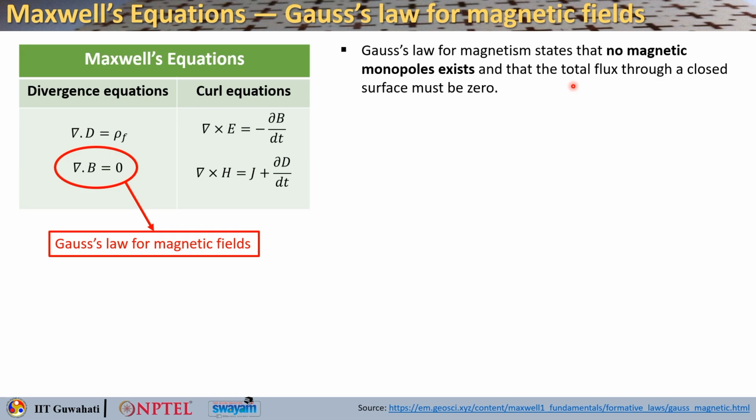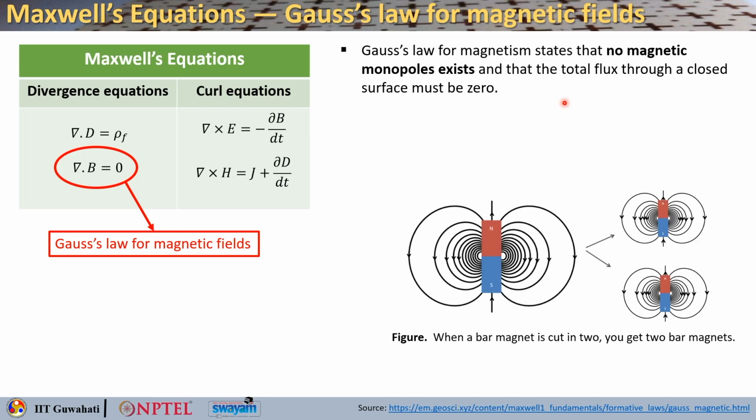This is also true because the total flux through a closed surface becomes always 0, that means you cannot separate out the poles and only keep a positive pole or a north pole, and you do not have a south pole along with it. That is not possible. So you can say that the number of magnetic field lines that enter and exit through an arbitrarily closed surface S will always remain the same.